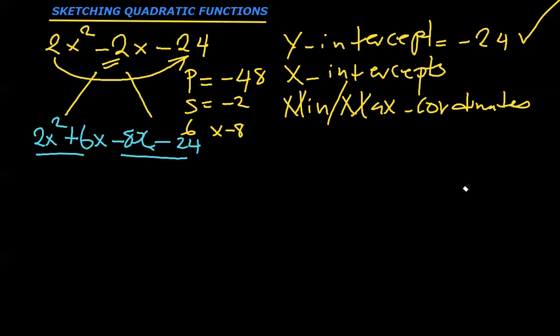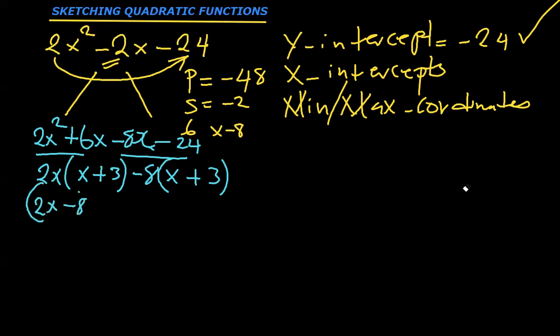Okay. Now, when you group that, what you factor out here is going to be 2x. Then what you find inside the bracket is going to be x plus 3. So the other bracket must equally be x plus 3, which means what goes outside the bracket is negative 8. Once you multiply, you get back negative 8x and negative 24. So the grouping gives you 2x minus 8, and then x plus 3. Let's just equate it to 0.